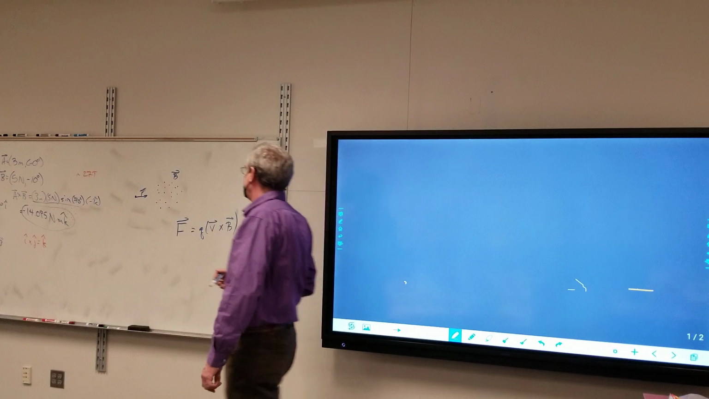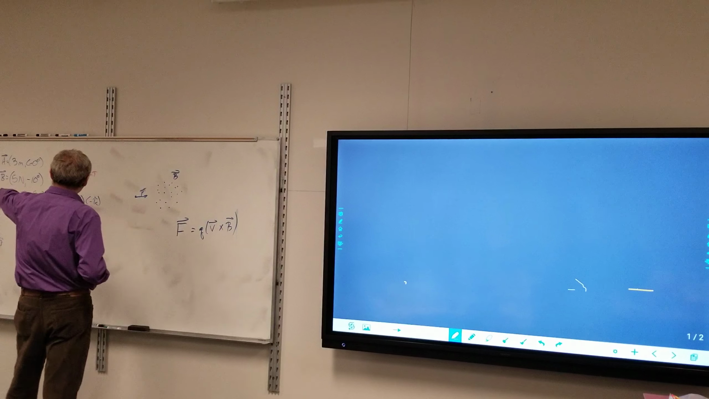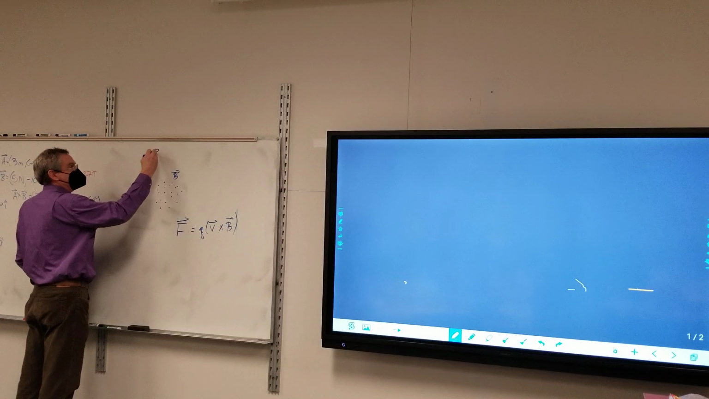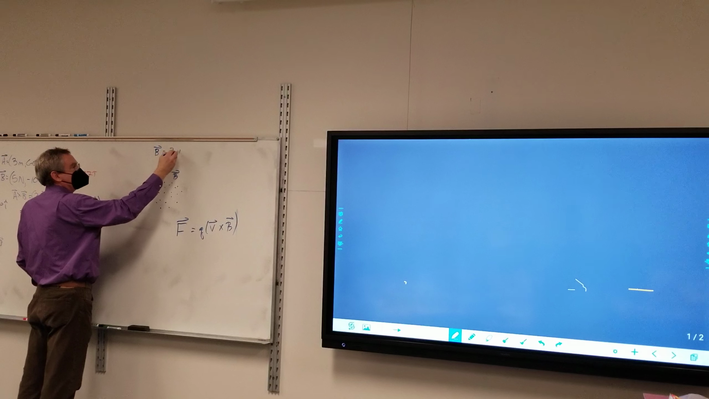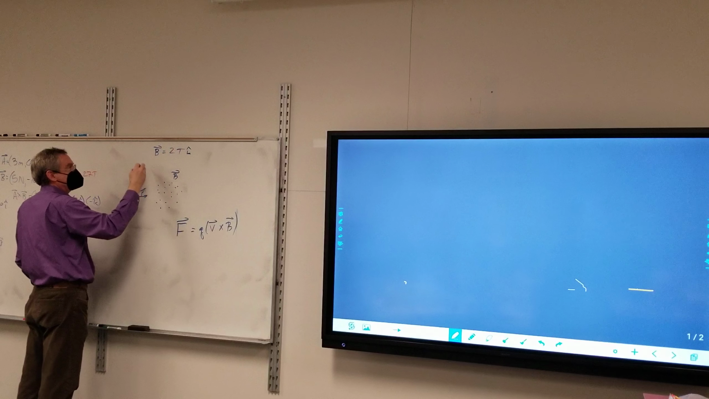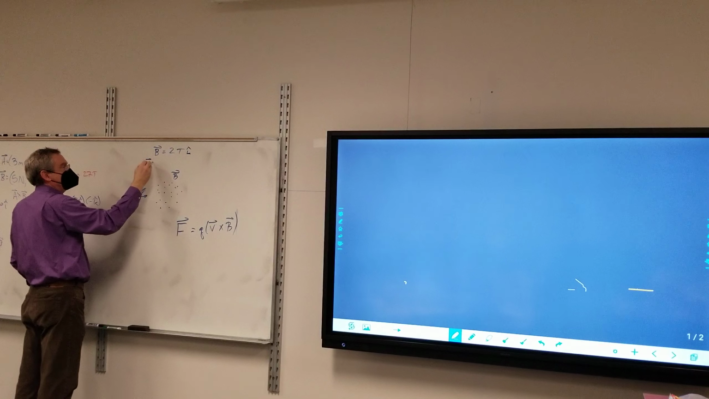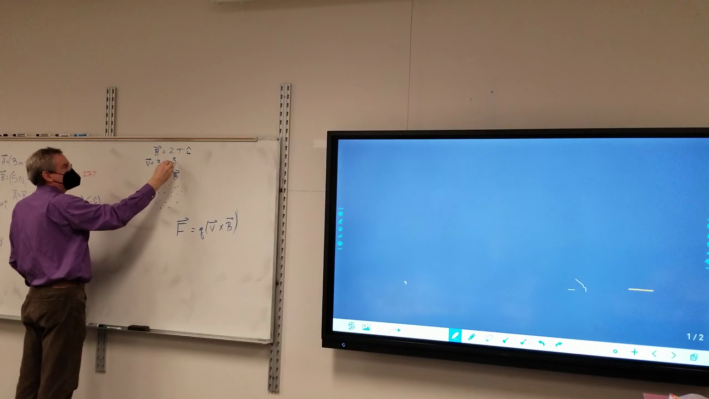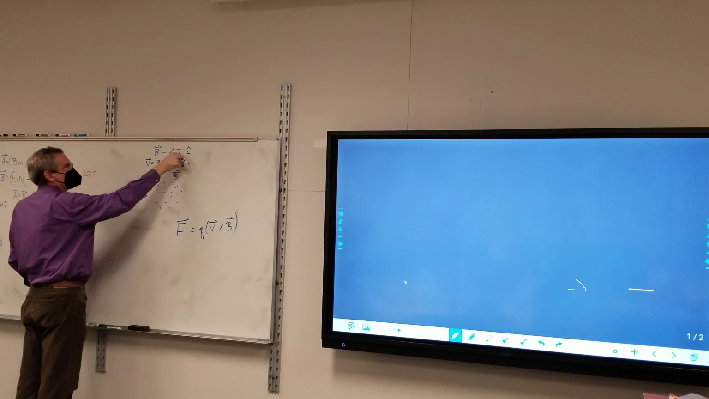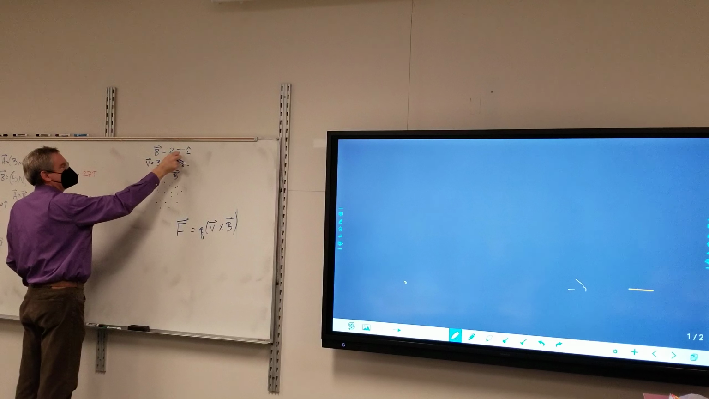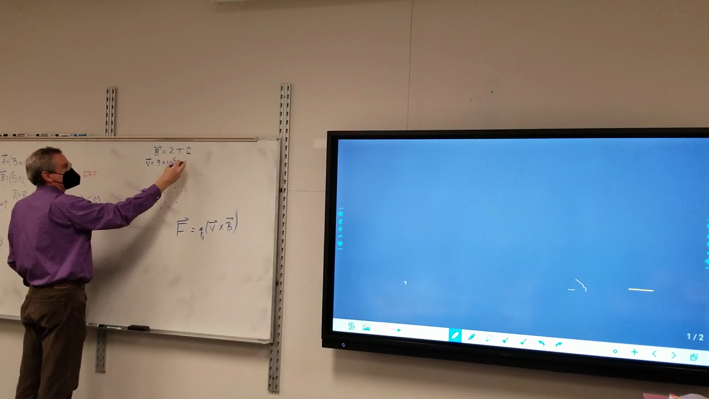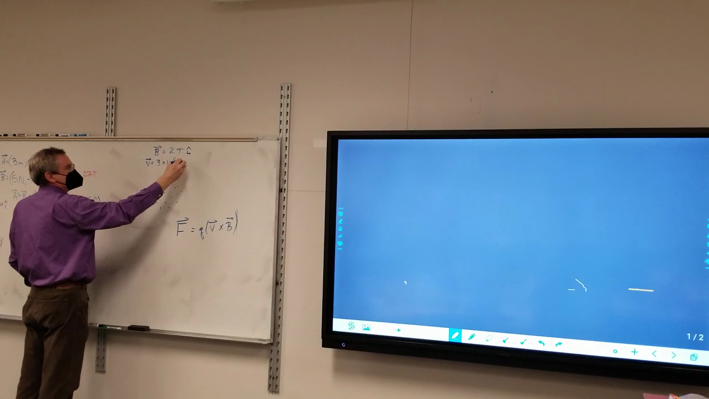Let's stick some numbers into it. I'm going to keep the same convention as right here. So B will be 2 Tesla K hat. The velocity, 3 times 10 to the 8th meters per second. Ooh, that's the speed of light. Let's drop that down by a factor of 100. 3 million meters per second, I hat.